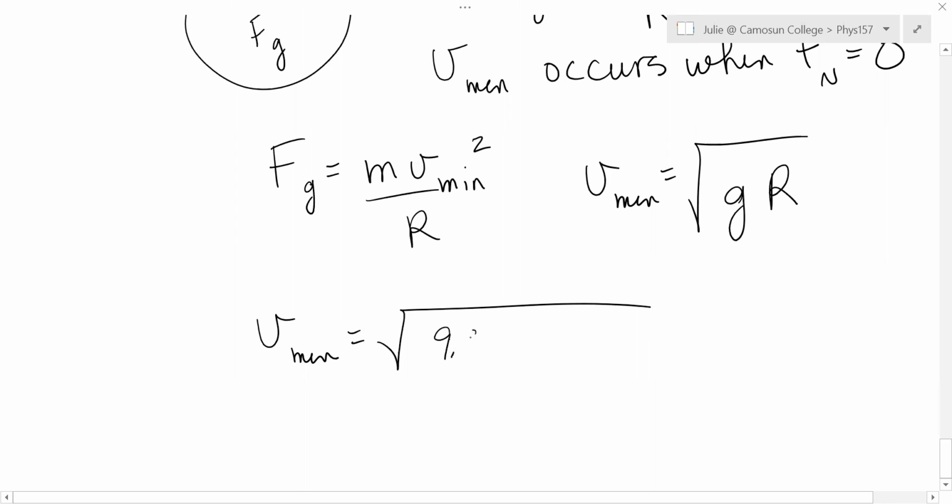Okay, so this is 9.8. But the radius here is much bigger than the bucket. It was 8.6 meters. So you have to go an awful lot faster on that roller coaster so you don't fall out. 9.2 meters per second.